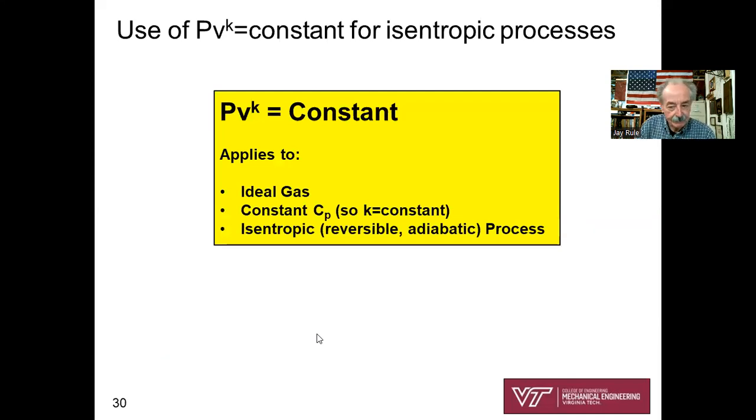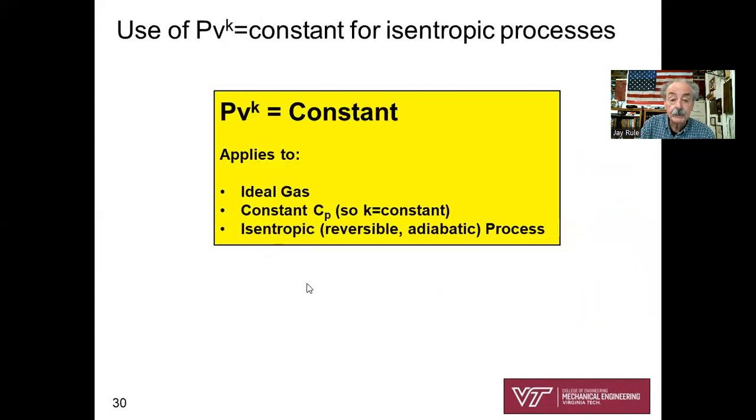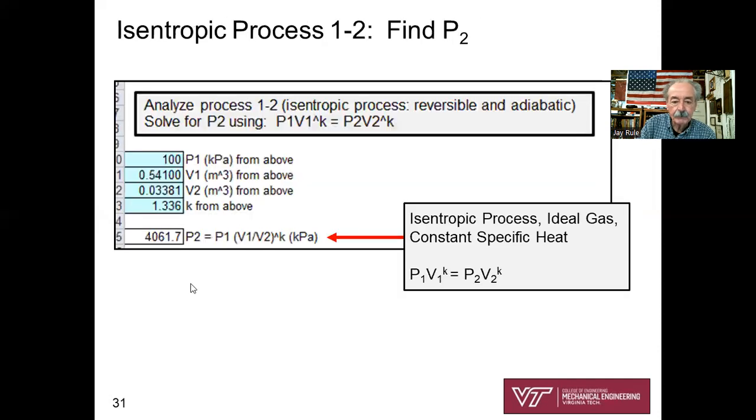Next thing to do, I should have looked ahead. We're going to study process 1 to 2. That's isentropic, the compression process. And for an ideal gas with constant specific heat, PV to the K is constant. That's our governing equation for ideal gas, constant specific heat, constant CP, which must mean CV is also constant. That means K is constant, and the process must be isentropic, or reversible and adiabatic. This is the governing equation we use instead of using V sub R stuff out of A22. Very important that you understand that.